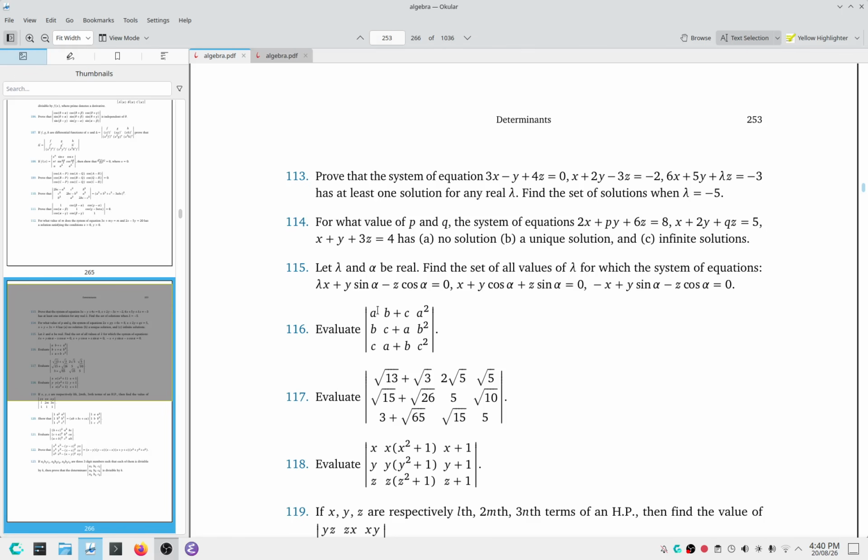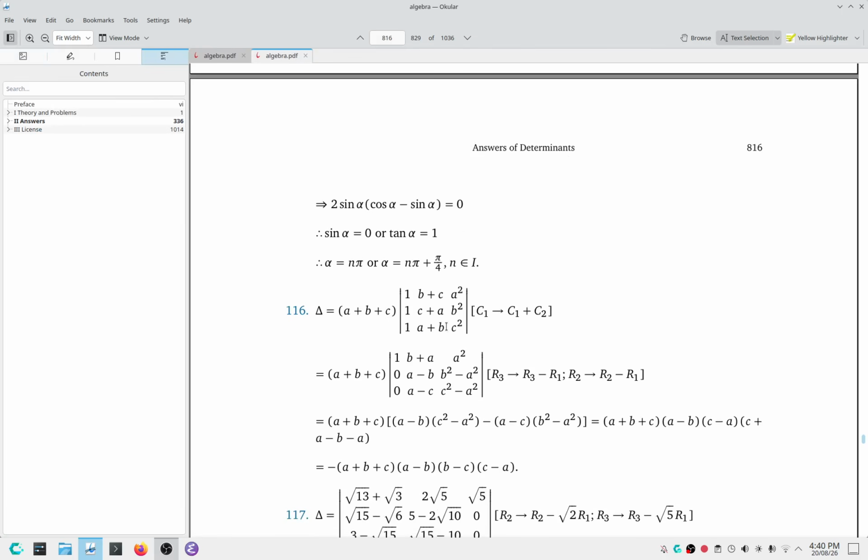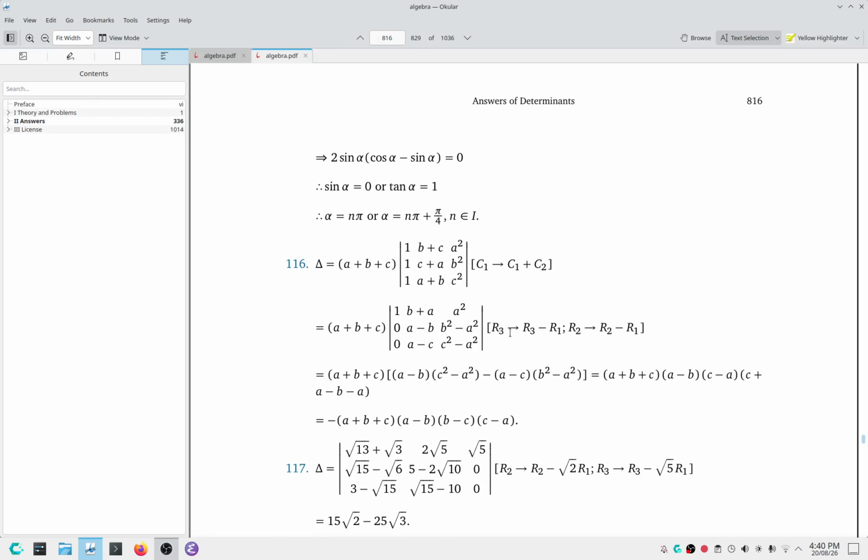Question 116 asks us to evaluate the determinant a, b plus c, a square; b, c plus a, b square; c, a plus b, c square. So here we do column 1 equal to column 1 plus column 2. We get a plus b plus c in the first column, which we take out, and we have 1 left. So once we have ones in a column, we know the ritual, that is R3 equal to R3 minus R1 and R2 equal to R2 minus R1. We get this, and then we evaluate. We get the final expression as minus (a plus b plus c) times (a minus b) times (b minus c) times (c minus a).